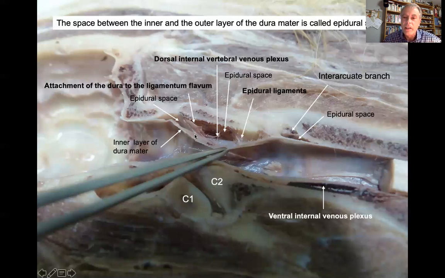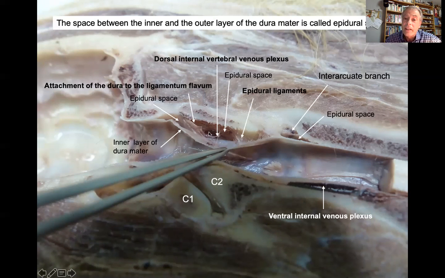Let's have a look at these ligaments. This is a transverse section at the level of C1 and C2. This is the dens of the axis. The encephalon has been removed and part of the spinal cord. And what do we see? With the forceps, we are moving the inner layer of the dura. As you see, this inner layer of the dura is attached to the ligamenta flava. And also there are these epidural ligaments.